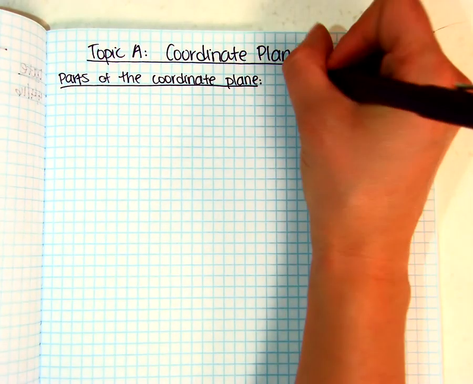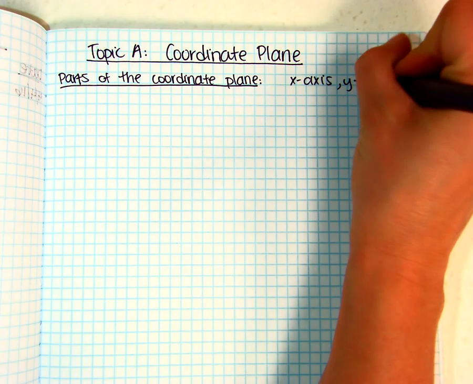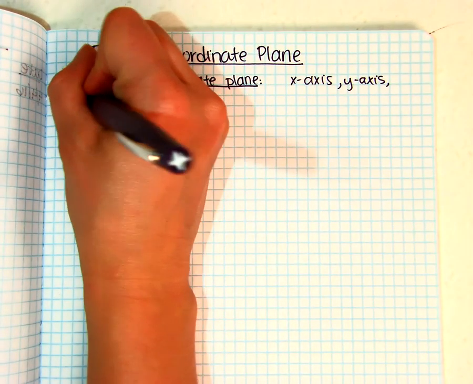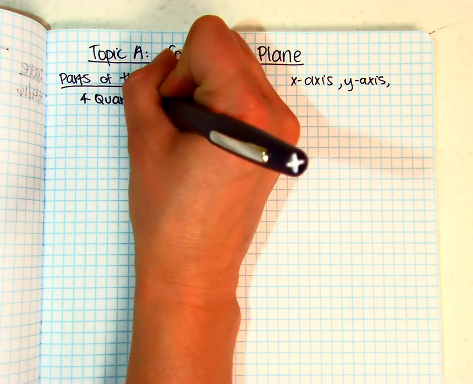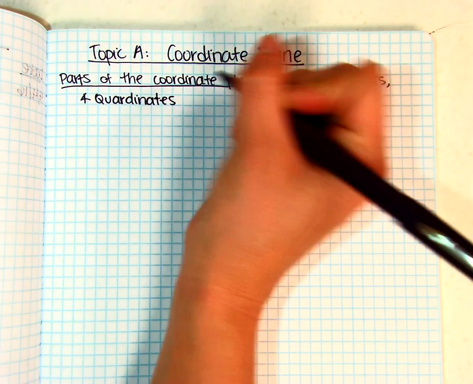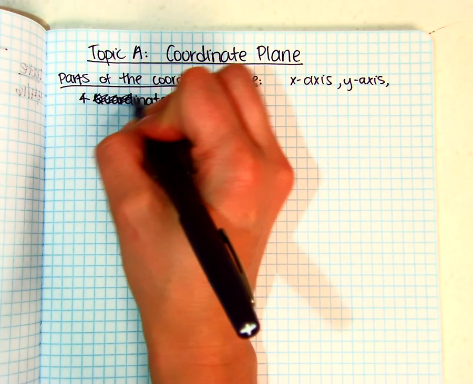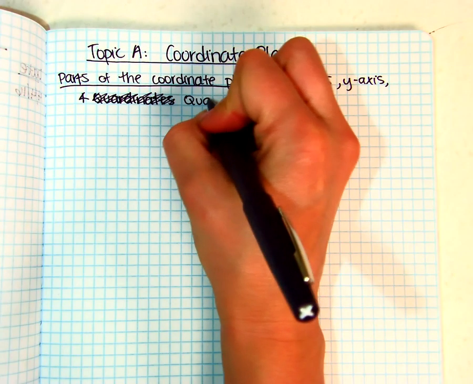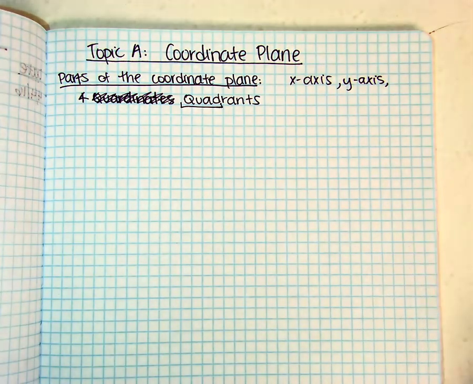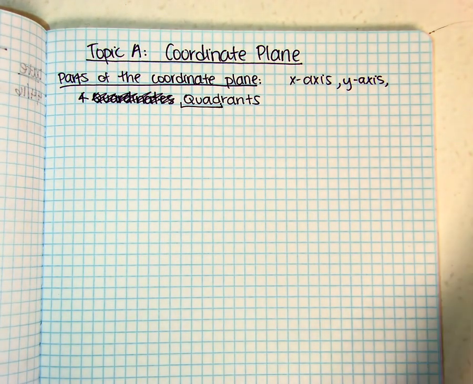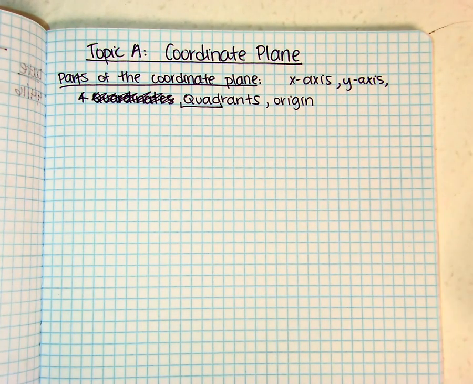So we have the x-axis, the y-axis. We have 4 coordinates. Okay. Not coordinates, 4 quadrants. Okay, think the word quad means 4, so there are 4 of them. And then there's the origin. So those are the 4 pieces of the coordinate plane.